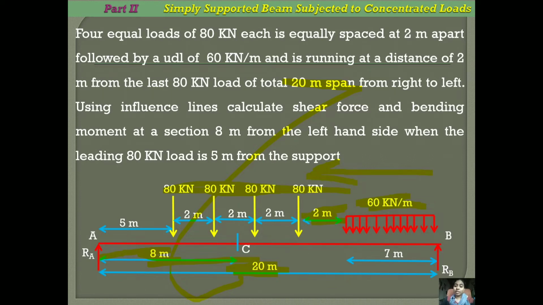Find the shear force and bending moment when the leading 80 kilonewton load is at 5 meters from the support. Leading means, since it is moving from right to left, the leading load is this 80 kilonewton load.